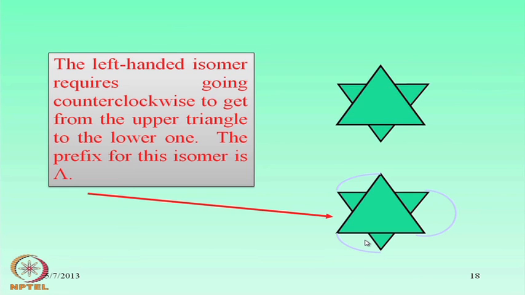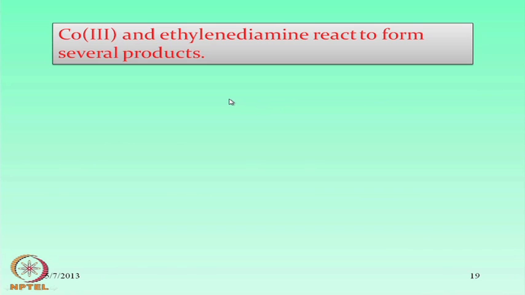So, this is one arrangement, and the other arrangement is a different type, and these two can tell us how these two arrangements can take place side by side. This is for the lambda arrangement and this is for the delta arrangement. So, these two forms basically give rise to the two isomers. Now, we will see how this cobalt 3 can react with ethylene diamine to give us the different products.